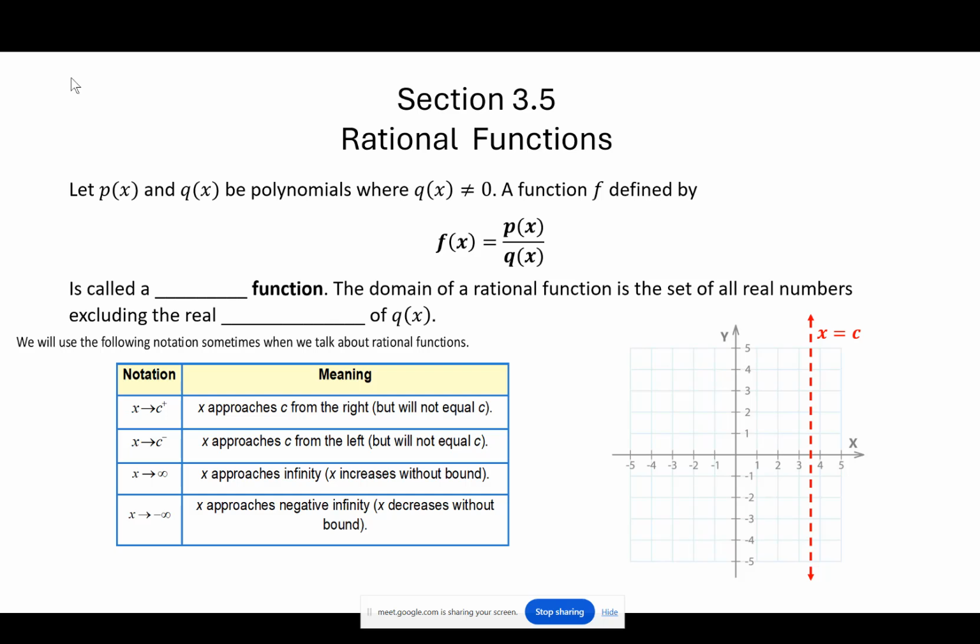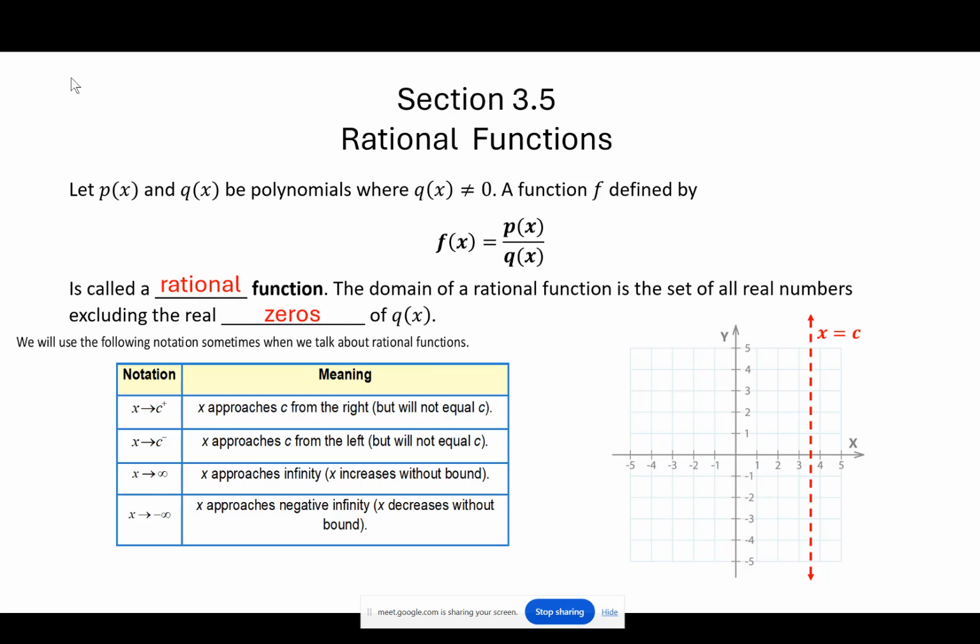So if we let p of x and q of x be polynomials where q of x is not 0, a function f defined by f of x equals p of x over q of x is called a rational function. And the domain of a rational function is the set of all real numbers excluding the real zeros of q of x. So basically it's saying you can't put in the zeros of that denominator function because those will make the denominator 0, and therefore it will not be defined.